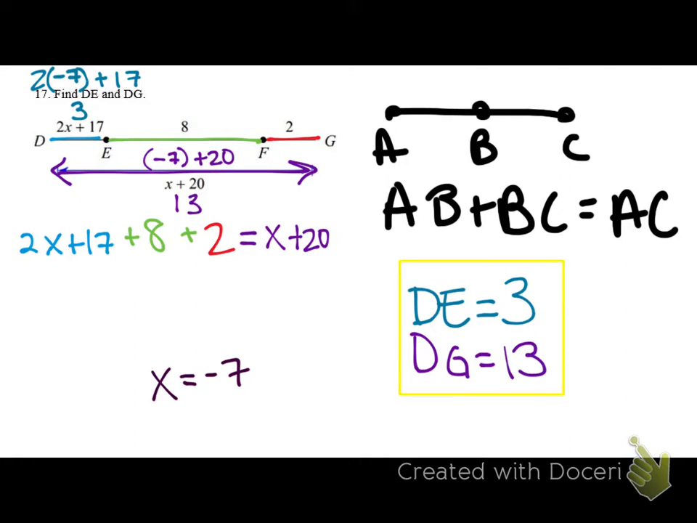Your answer should make sense because we got 3. What's 3 plus 8? 11 plus 2? 13. And what did we say the full length of the line was? 13. So this is a little harder than what you would see on your quiz, but it's the same concept. Do you have any questions on this one?